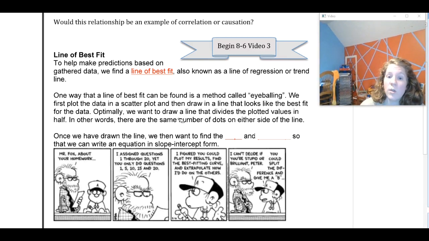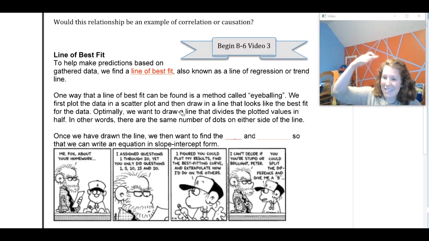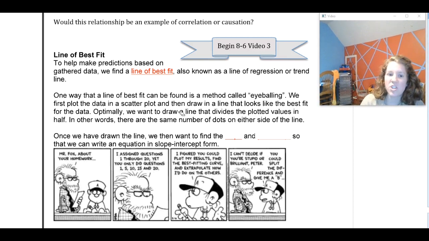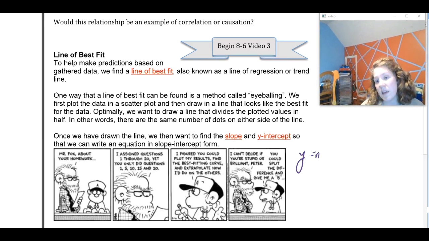Basically, what you're trying to do is draw a line that divides the plotted values in half. You want to get the same number of dots above the line as below the line and get it as close to the shape of those dots as possible. Once you find the line, you will want to have a slope and a y-intercept so that you can write the equation of the line, because we're going to be writing equations of regression lines, and they're going to be in your nice y equals mx plus b, with this being your slope and this being your y-intercept.